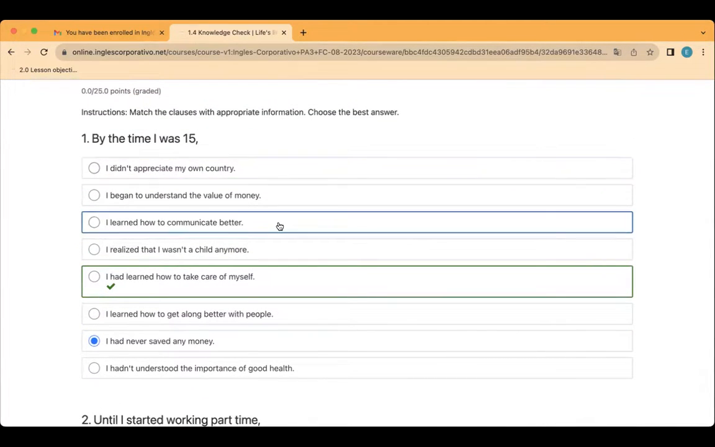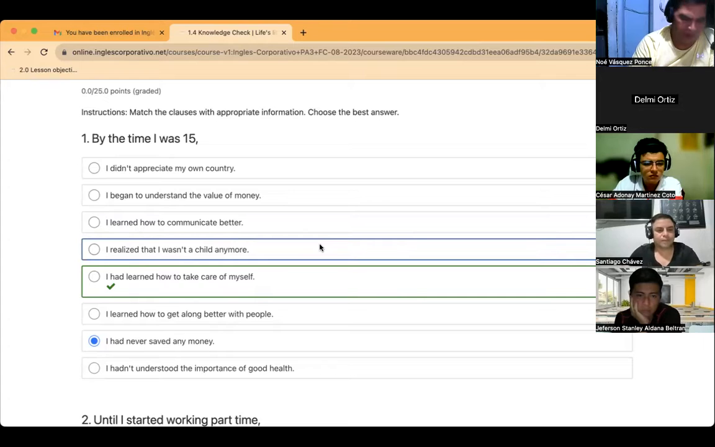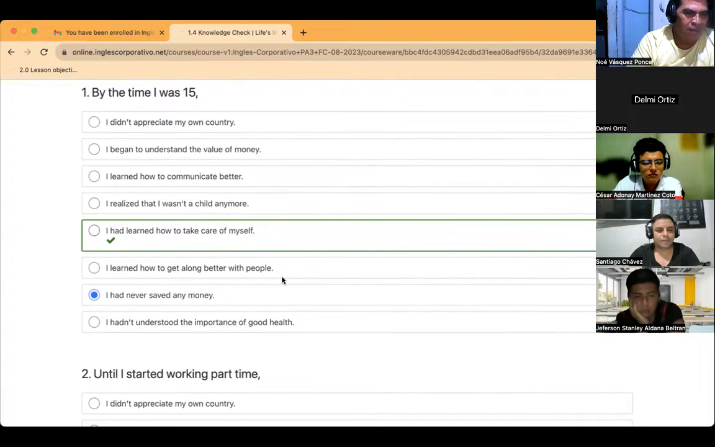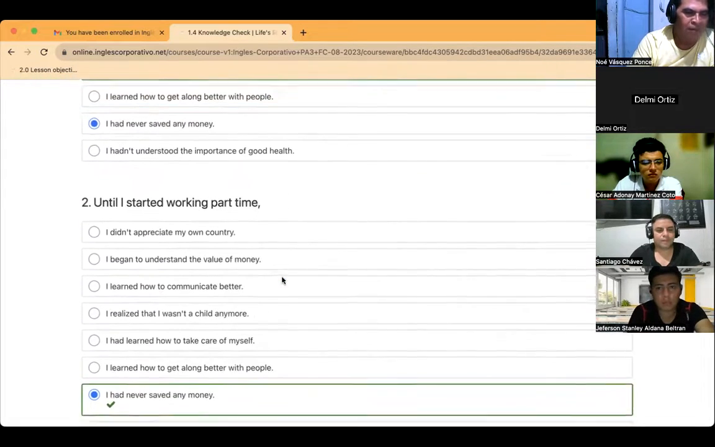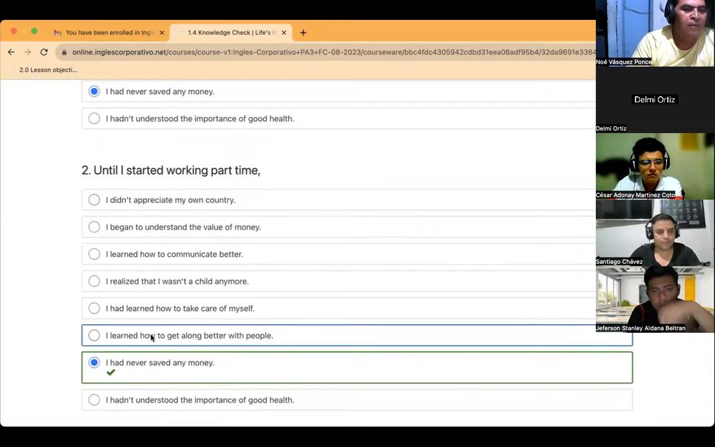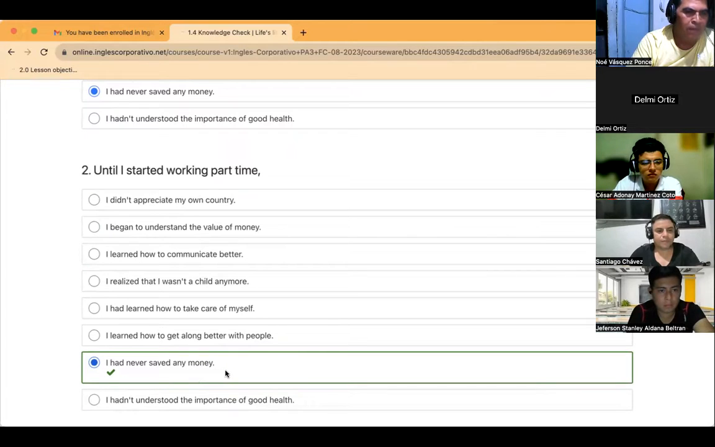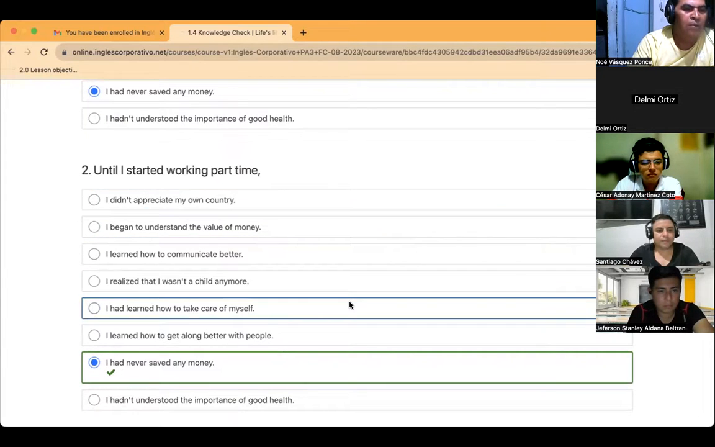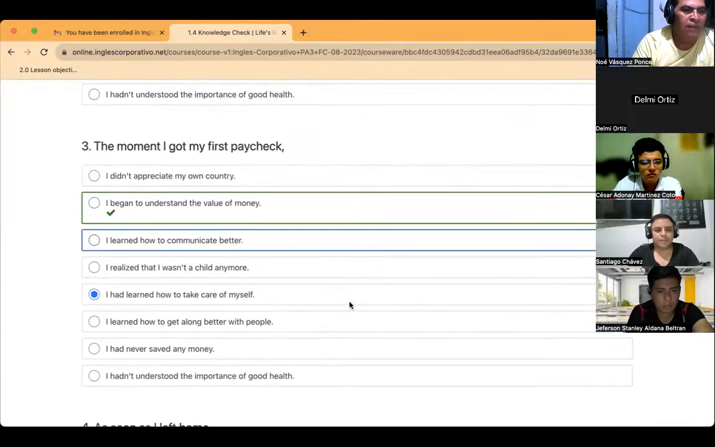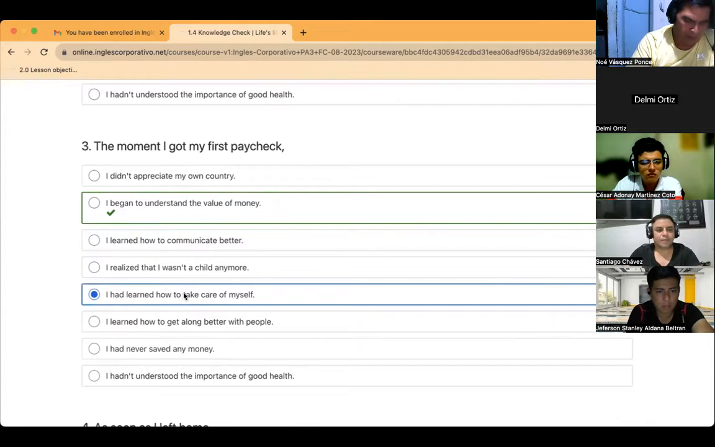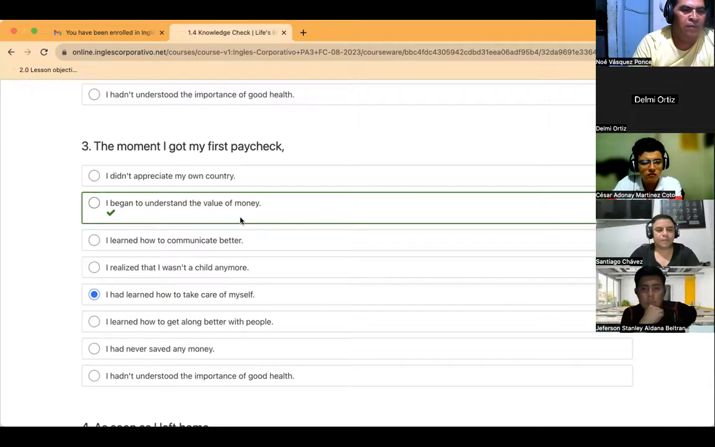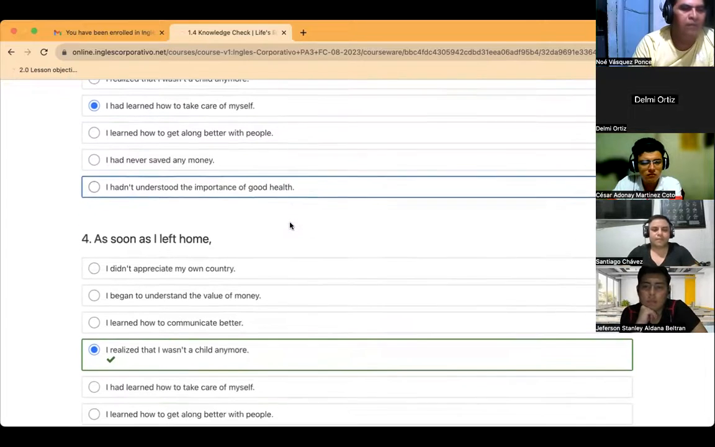Number one is not correct. Number one for the platform is, I had learned how to take care of myself, right? By the time I was 15, I had learned how to take care of myself would be the correct one for the platform. Number two, correct. I had never saved any money, right? Until I started working part-time. Number three, the moment I got my first paycheck, not correct. Take care of myself, correct. I began to understand the value of money. You began to understand the value of money when you started to receive the paycheck.